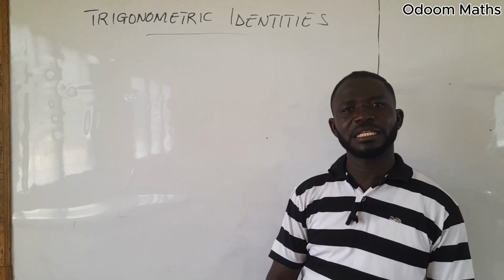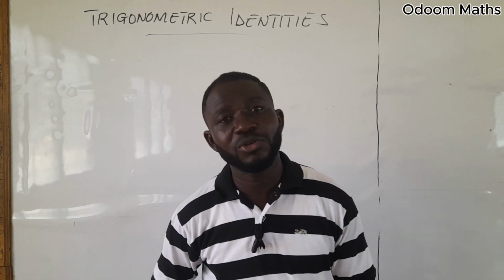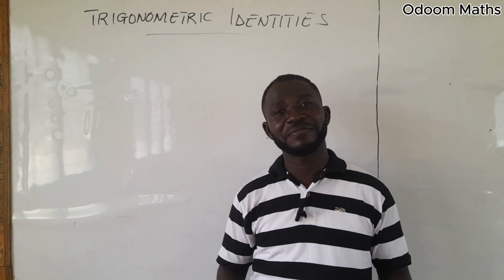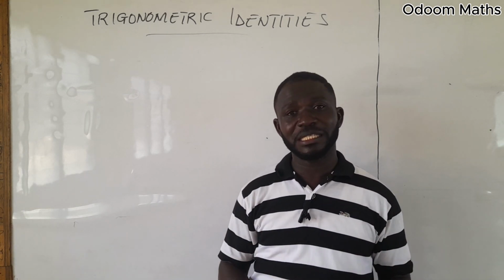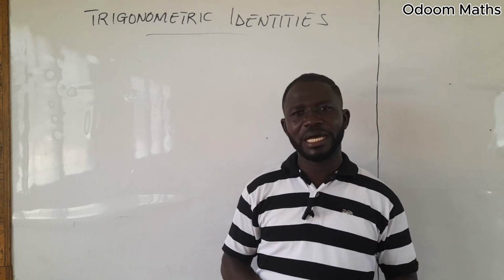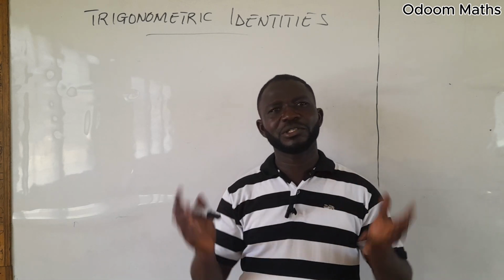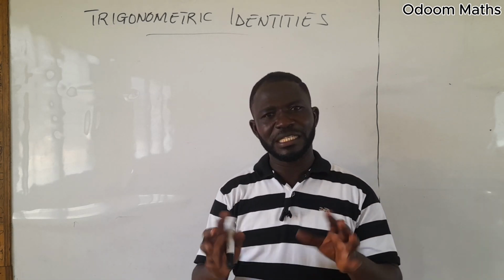Trigonometric identities. For trigonometric identities, we are going to talk about how they behave when this is equal to that and those things. But before then, let's look at the Pythagoras theorem just in summary.